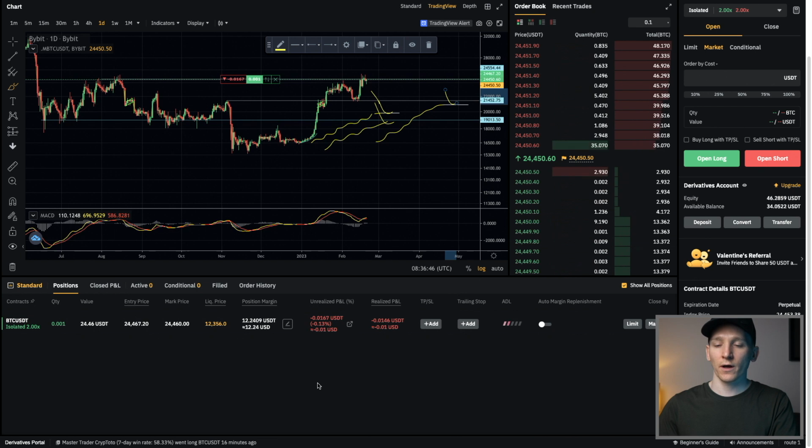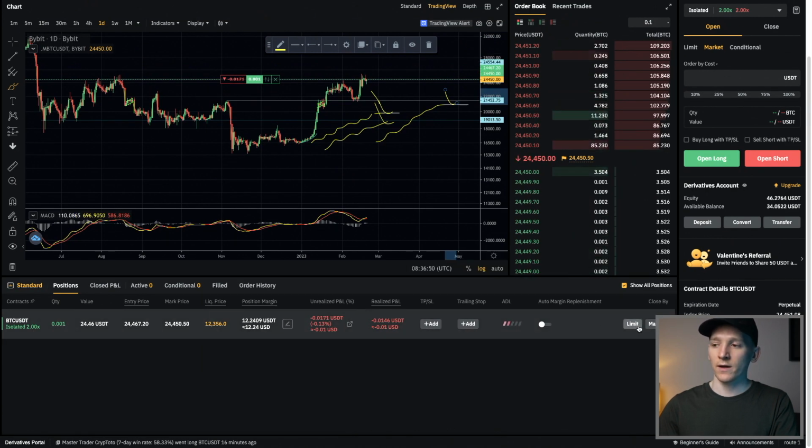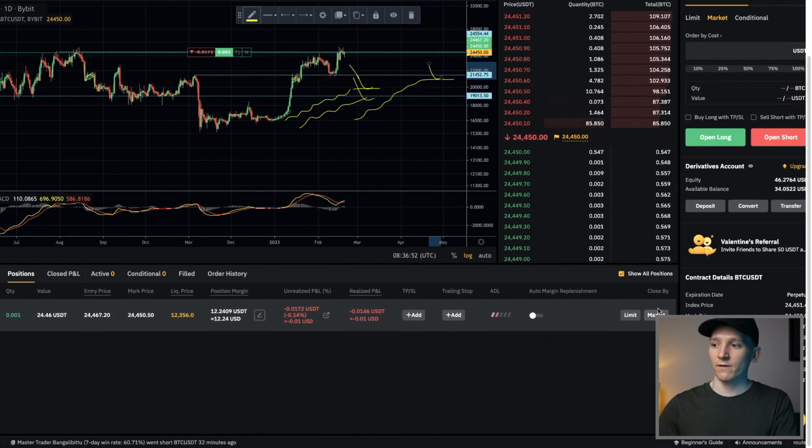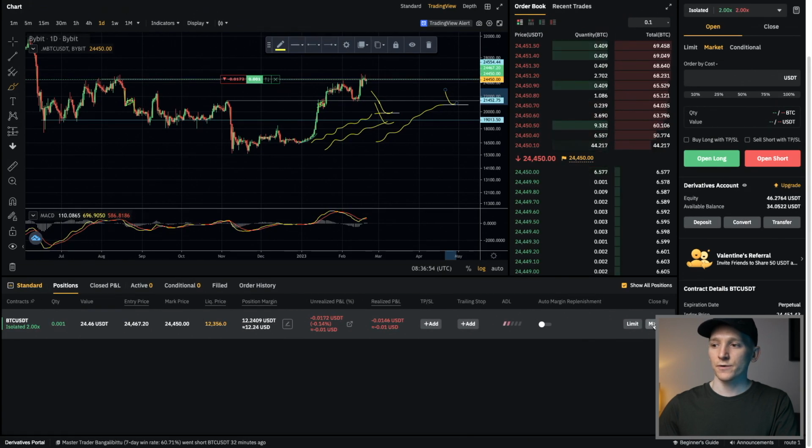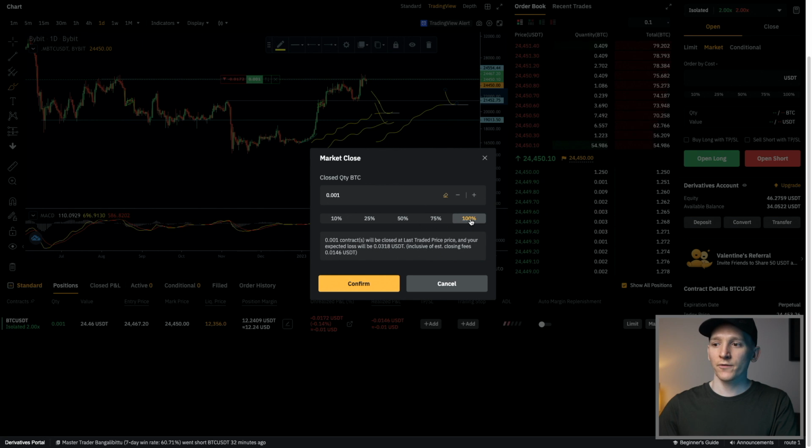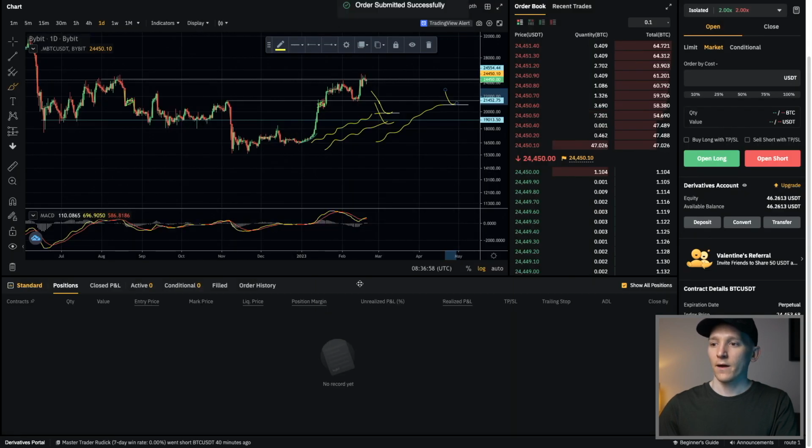But what we want to do if we want to close out our position is essentially just get out. So we can choose a limit order here, or we can just choose a market order, as you can see above my head. So I'm going to choose a market order. I'm going to choose 100%. I'm going to press confirm, and that's going to go through, and then my order is completely closed.